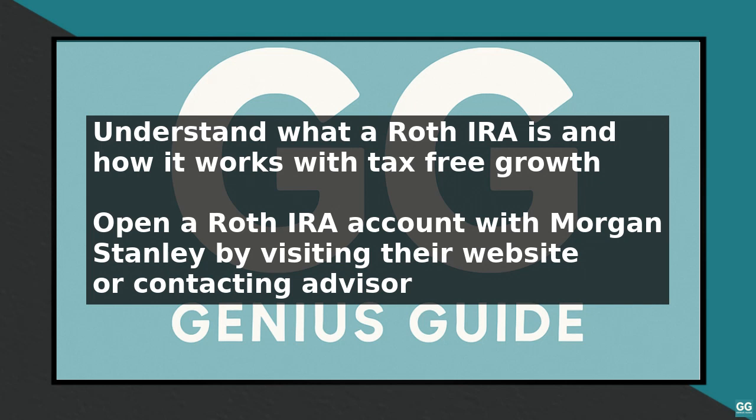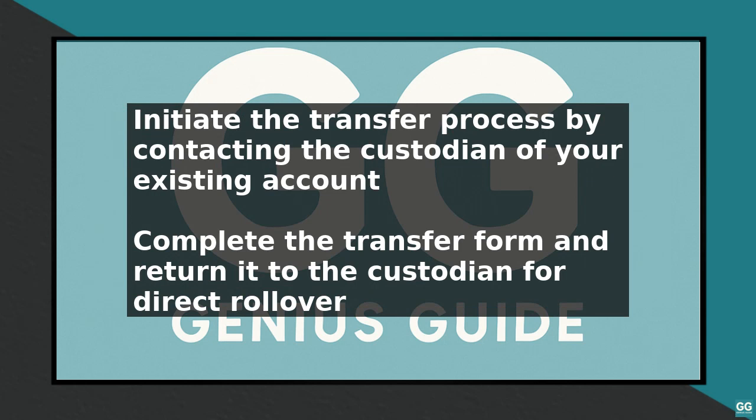tax-free in retirement. The first step in transferring assets to a Morgan Stanley Roth IRA is to open a Roth IRA account. With Morgan Stanley, you can do this by visiting their website or by contacting a Morgan Stanley financial advisor. You will need to provide personal and financial information to complete the application process. Once your account is open, you can initiate the transfer process.